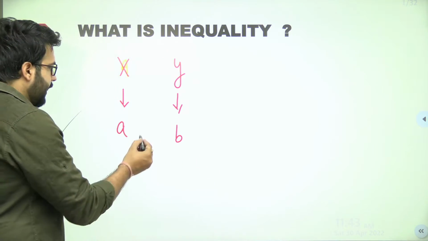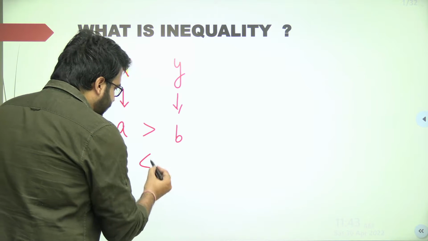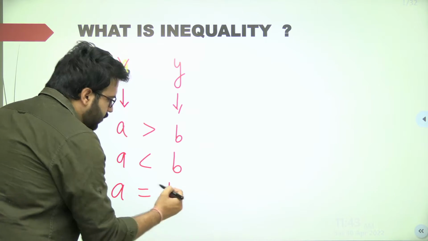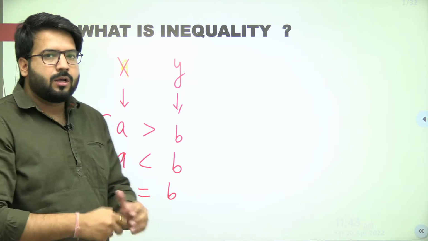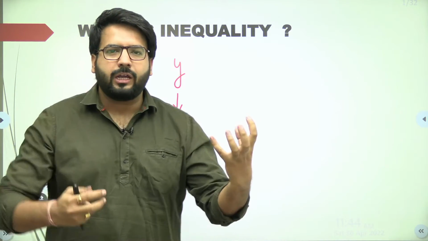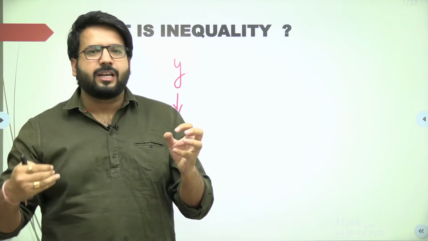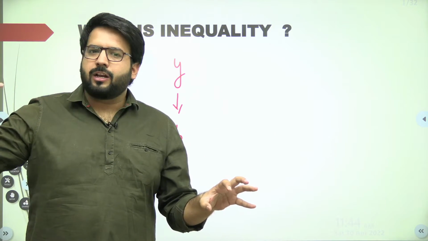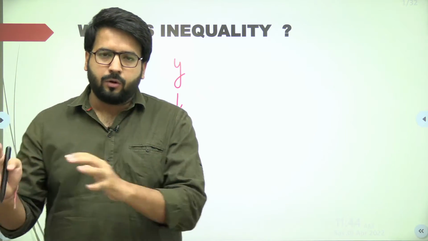You can say the income of A might be greater than B, the income of A might be less than B, and one more thing, the income of A is equal to B. So these are the definite inequalities, because if you say A is greater than B, that means you are 100% confirmed the income of A is greater than the income of B. If you are saying the income of A is less than the income of B, that means you are 100% sure the income of A is less than the income of B. If you are saying A equal to B, that means you are 100% sure the income of A will be equal to the income of B.